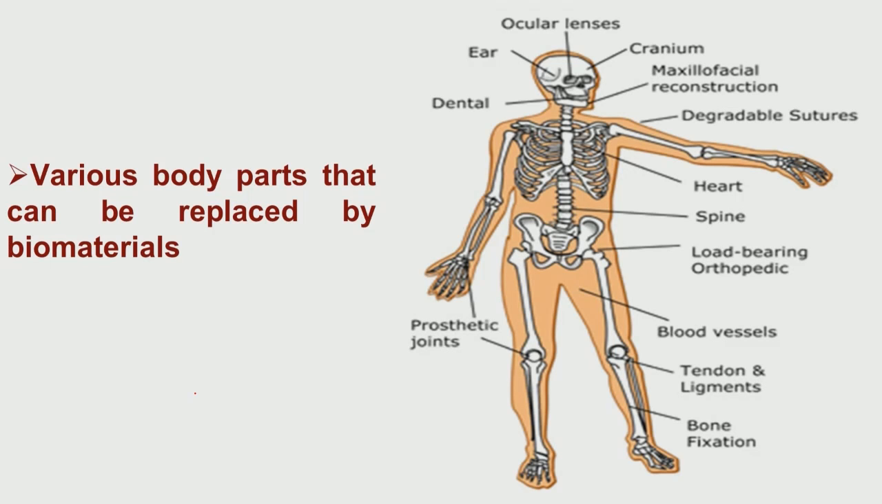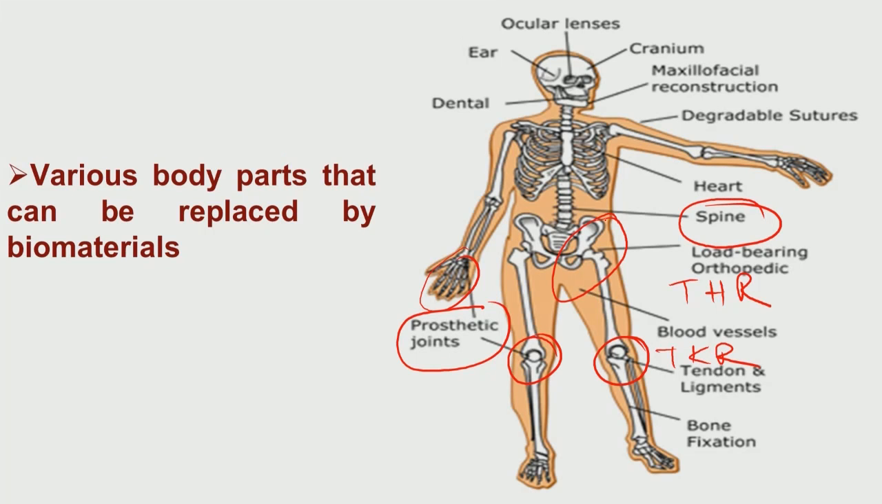This is a human skeletal system, just to show you what are the different places that biomaterials can be used. So, these are the finger joints here, different prosthetic joints. This is the knee joint. This is the load bearing, one of the popular examples, load bearing joints, THR. THR stands for total hip joint replacement. This is TKR. TKR stands for total knee replacement, knee joint replacement.